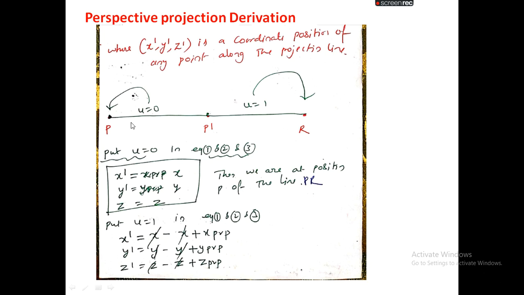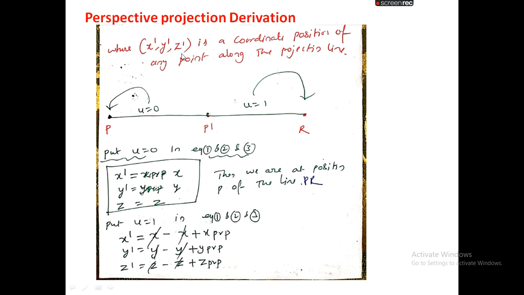Actually, it is not a line segment, it is a projection line. But for explanation purposes, I am calling it a line segment, means it looks like a straight line. So let us begin with determining the projection coordinates of the point P, called P dash, that is x dash, y dash, z dash.